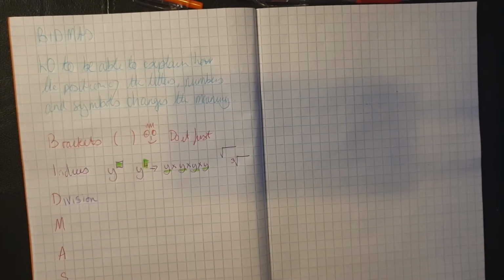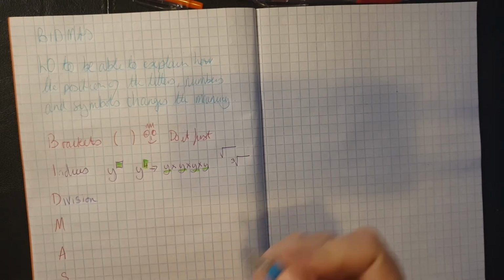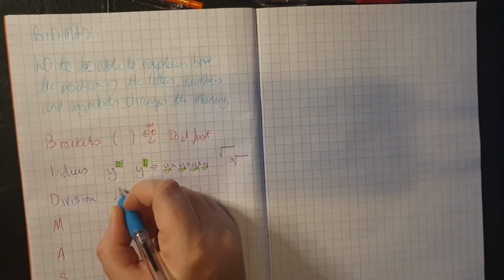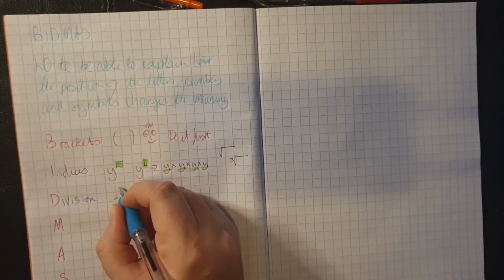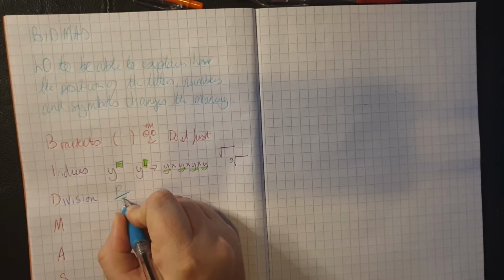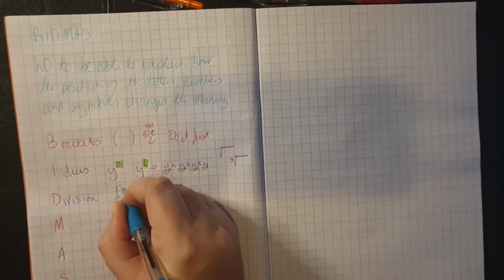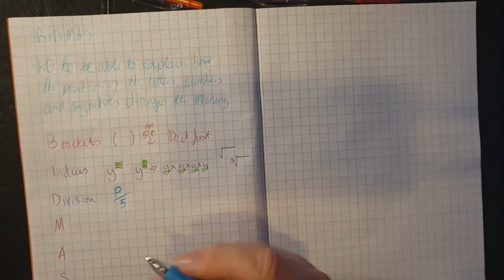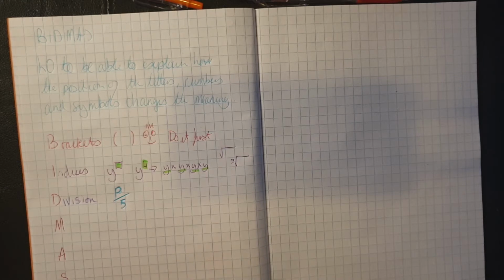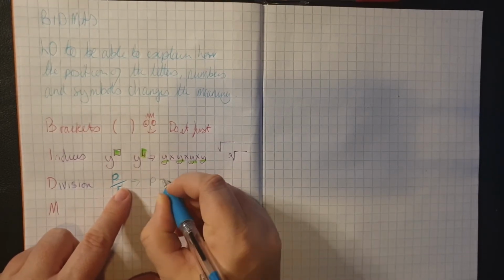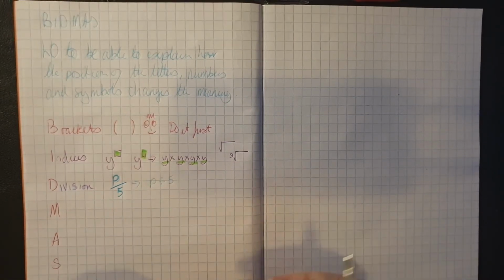D-I-V-I-S-I-O-N. Near enough. Now, with algebra, what you'll find is you get something written like a fraction. So, you will have the number or the letter up the top. I'm going to take the letter P, and whatever is below, in this case, I'm choosing the number 5. I think I need to find some better colours. It means you're dividing by the denominator. Whatever is below, you are dividing by. Okay? So here, it means we're taking the P and we are dividing by 5. So you're dividing by that denominator.